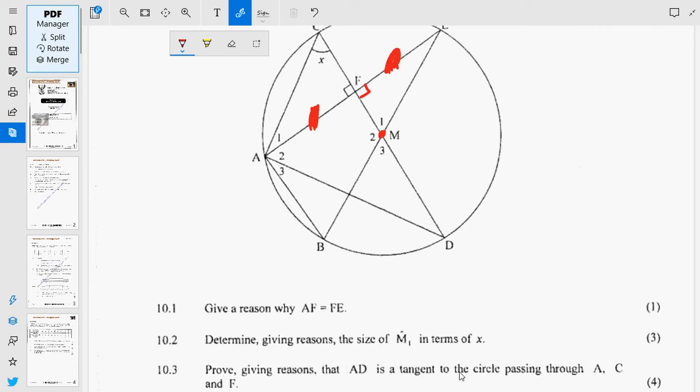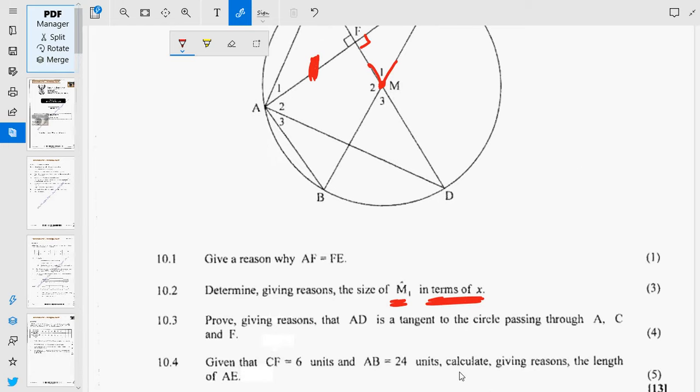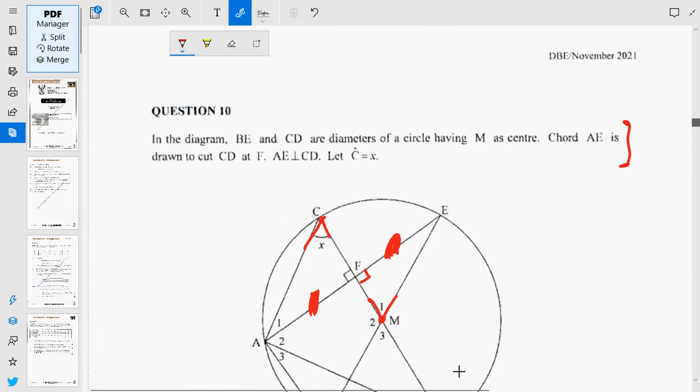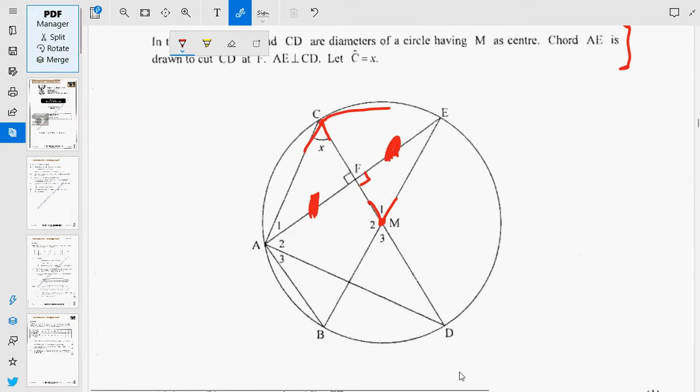Now, they say determine, giving reason, the size of M1 in terms of X. What they're actually testing here is angle at the center twice angle at the circumference. But you will notice that it's the other way around to what is in your note. So this is the angle at the center, but this is not the angle at the circumference you'll be using. Remember, it must be subtended by the same arc.